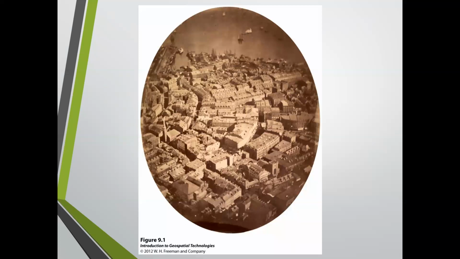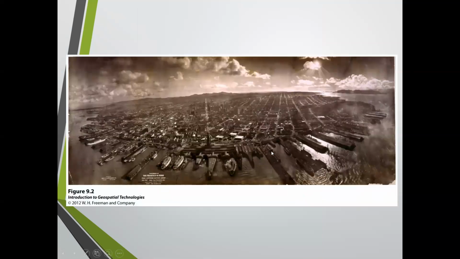So this is a picture of Boston. This was done in 1860 by James W. Black, and it's pretty interesting. You can see Boston Harbor, and you can actually see the old clipper ships out there in the bay. And then this was a picture of San Francisco, I think, after the earthquake.